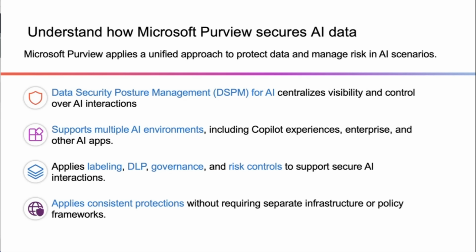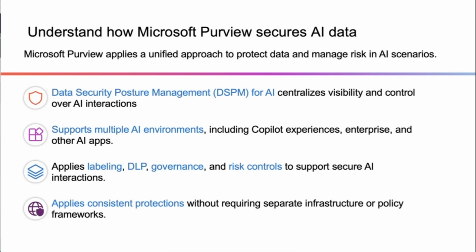Any governance. So this bit here where it says applies labeling, DLP and governance. If somebody uses a document that's labeled confidential as part of a prompt, the response that Copilot or the AI will deliver is also marked as confidential. So preserving that chain of command, that chain of classification, is really important. And that's something else we can do with Purview.